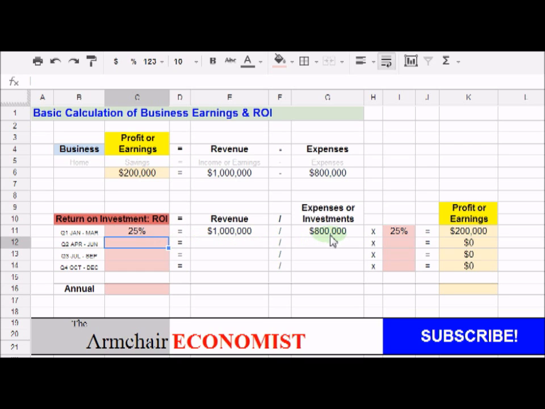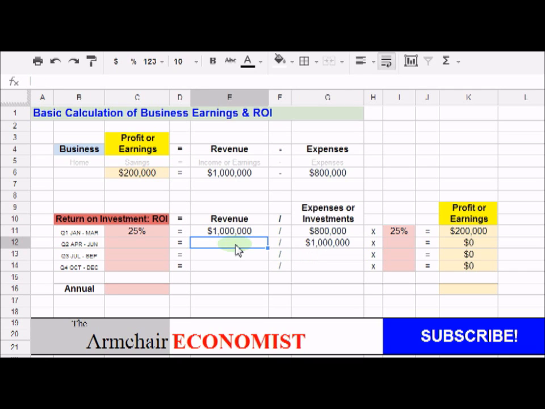We invested $800,000 and we received 25% more than that in revenue. So we had earnings of $200,000. This number here needs to match this number over here, so we know our math is good. Well, for the next quarter, we're going to take this revenue here, and we're going to turn right around and invest it again.